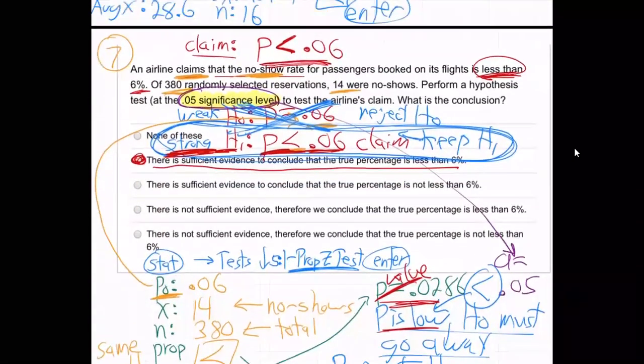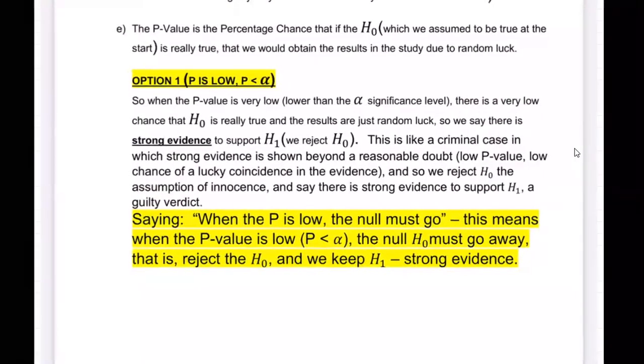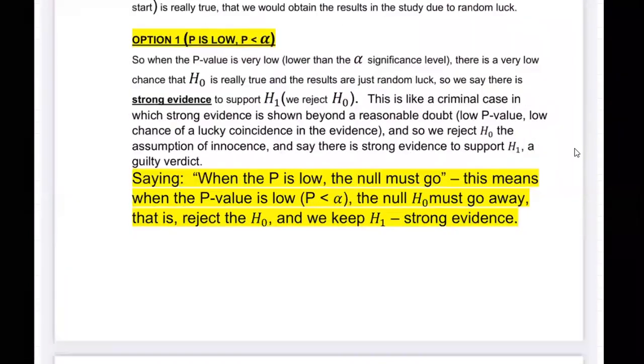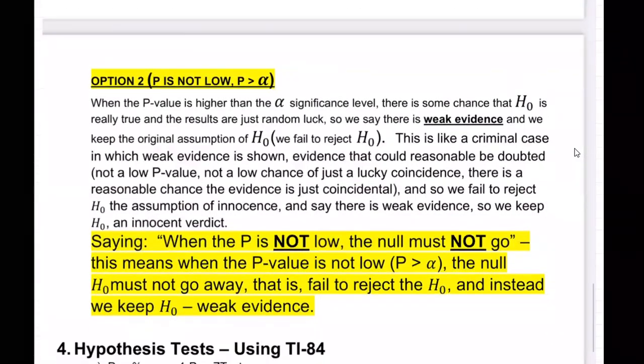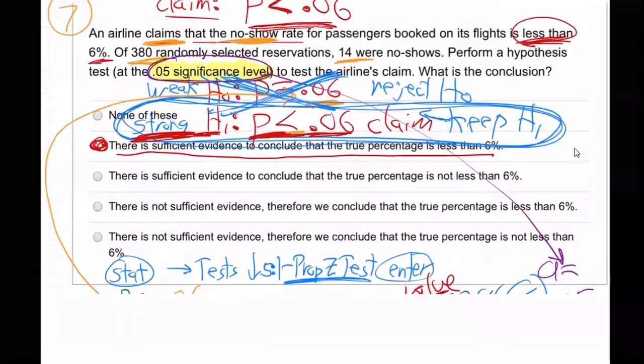So remember our conclusions. Remember down here, the two options. So option 1, if the p-value is low, meaning if it's less. No, that's not us. Our p-value is greater. So we're down here to option 2. The p-value is greater. It's not low. What's the saying? When the p is not low, the null must not go away. That is, we fail to reject the null, and instead we keep H0, weak evidence. That's our conclusion.